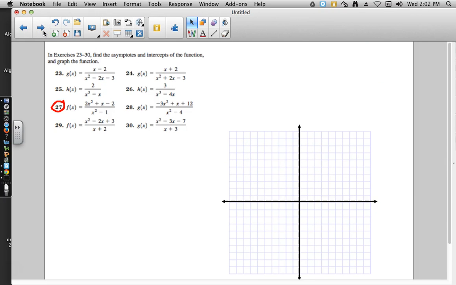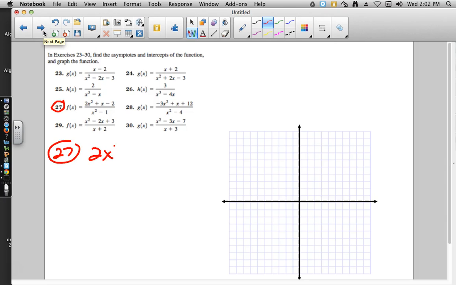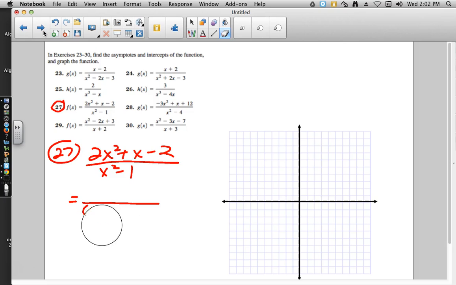Number 27. 27 says find the asymptotes and intercepts of the function and then graph the function. So for number 27, we have 2x squared plus x minus 2 over x squared minus 1. And what we want to see is, well, is this factorable? And if it is, can we go ahead and do the factoring? The good news is that our denominator is factorable. That is a difference of 2 squares. So that's x plus 1 and x minus 1.